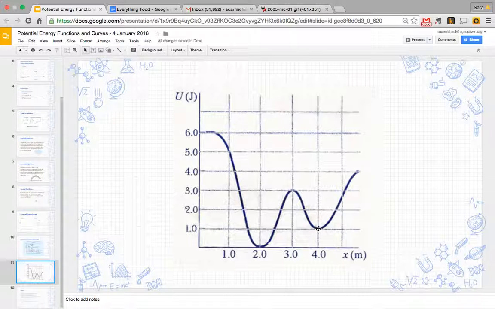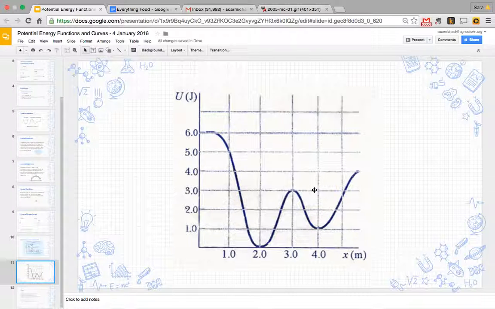So if the object starts off at x equals 4 with 1 joule of potential and we give it 5 joules of kinetic, it'll have 6 joules of total energy, and it'll be able to get all the way to x equals 0. And I don't even know what'll happen out here. Who knows? You don't know what this graph is going to do. It might go flat. It might go up like that. It's hard to say. But it can definitely get to x equals 0 that way.